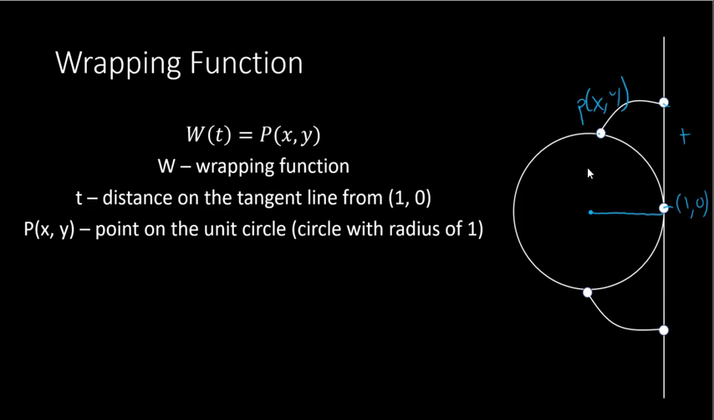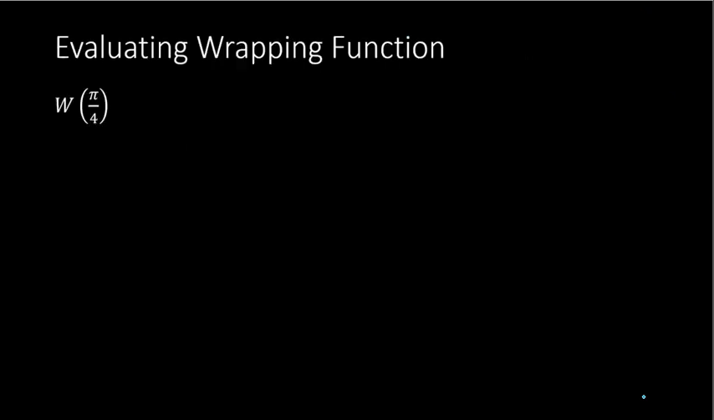For any point P on the circle, the x and the y value is the same thing as cosine and sine of whatever angle is created. So looking at this point up here, if you create an angle with that, the cosine of that angle is going to be your x value, and the sine of that angle is the y value of that point. So if you were told to evaluate a wrapping function, such as W of pi over 4, basically what we're doing is finding the cosine and the sine. We're figuring out what point that maps to. So we want the cosine of pi over 4, that's your x value, and the sine of pi over 4 as your y value.